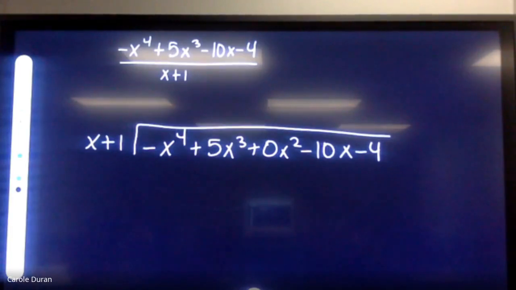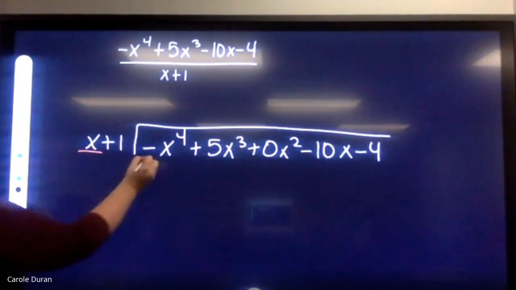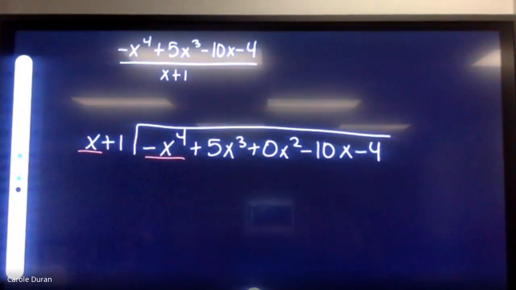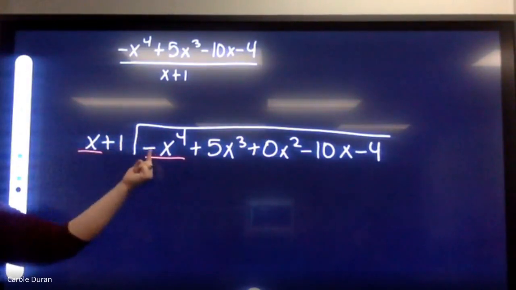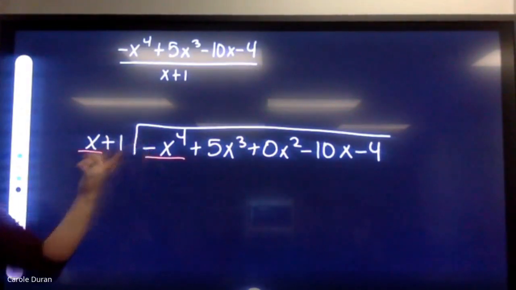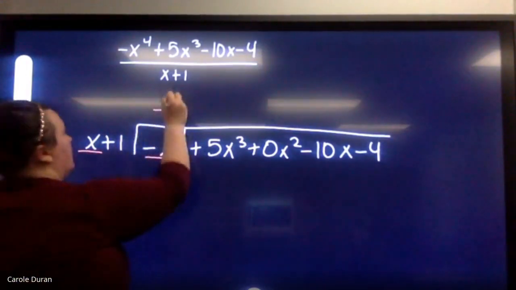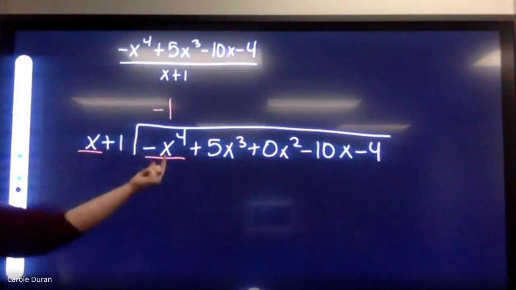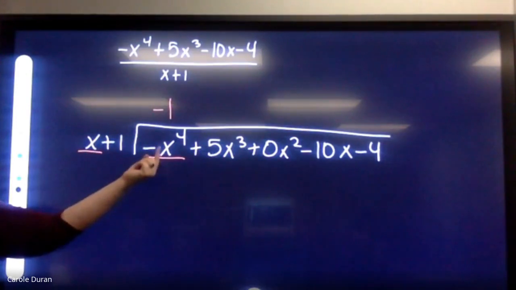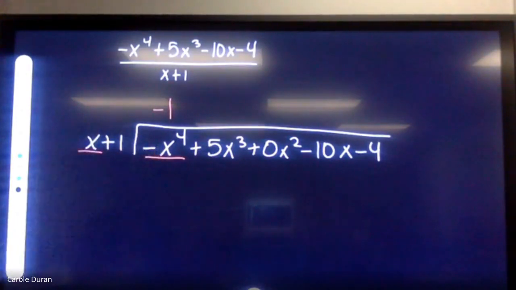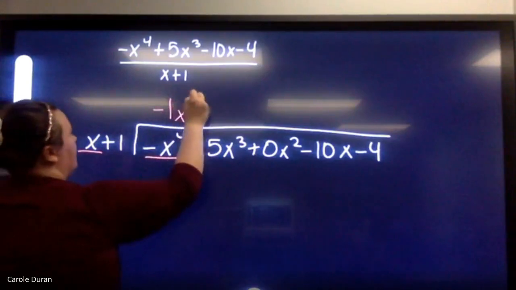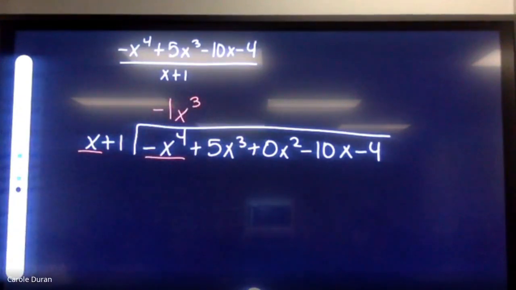When I start this, I ask myself, how do I get from the first term in my divisor to the first term in my dividend? I think about numbers first. How do I get from a 1 to a negative 1? I multiply by negative 1. How do I get from an x to an x to the 4th? How many x's do I need? 3. So I need to multiply by an x cubed. So altogether, I'm multiplying by a negative x cubed to get from x to negative x to the 4th.